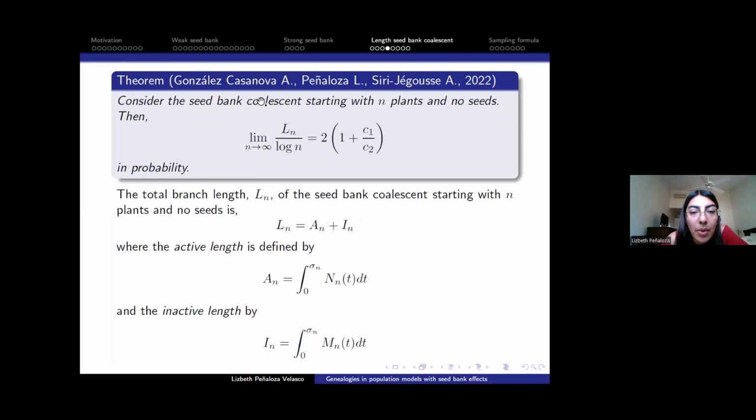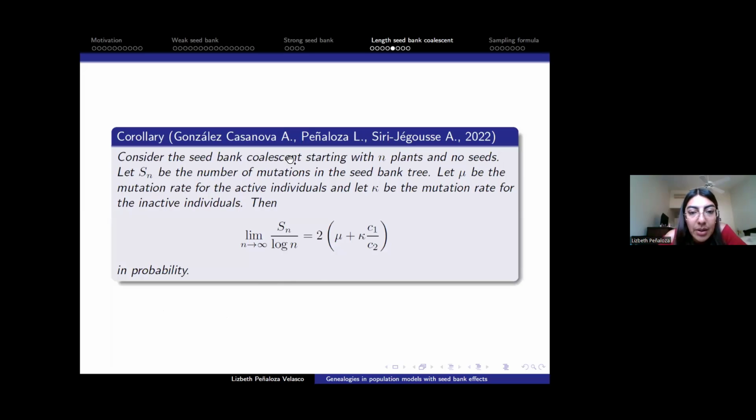So we have this result. The seedbank coalescent starting with n plants and no seeds: the total length over log n converges in probability to 2 plus 2 C1 over C2. Ln is equal to the active length plus the inactive length. So the active length corresponds to the plants, or the active individuals, and the inactive length corresponds to the number of seeds over the time 0 to the most recent common ancestor.